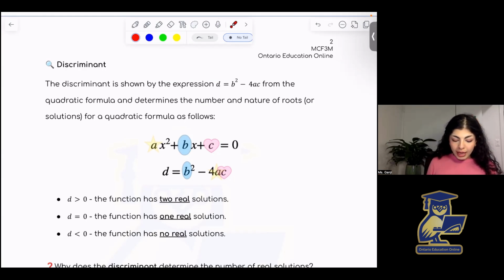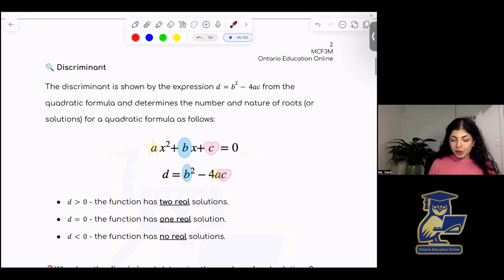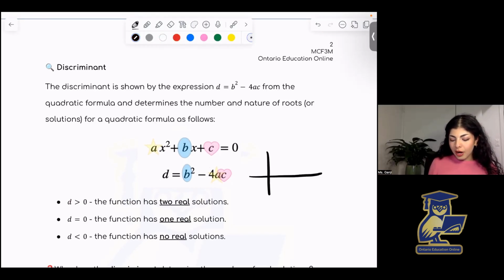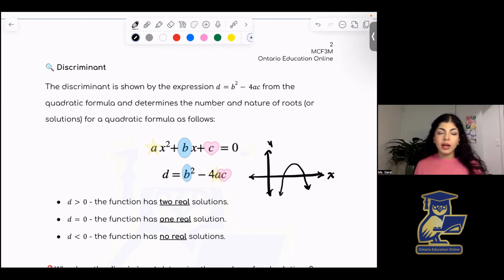If you find d to be greater than 0, you can conclude that your function has two real solutions. With the x-axis there, you could have a parabola opening one way, or the opposite way, since it can have a different direction of opening. It can be reflected in the x-axis, and both of those will have two real solutions because they will pass through the x-axis twice. When d is equal to 0, you only have one solution.